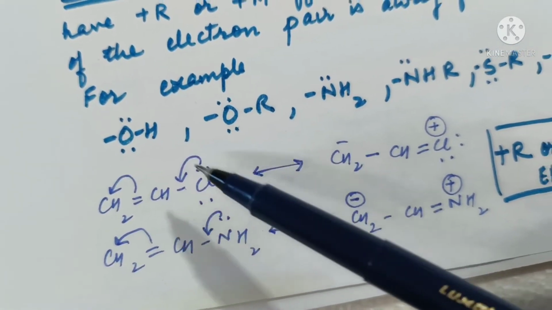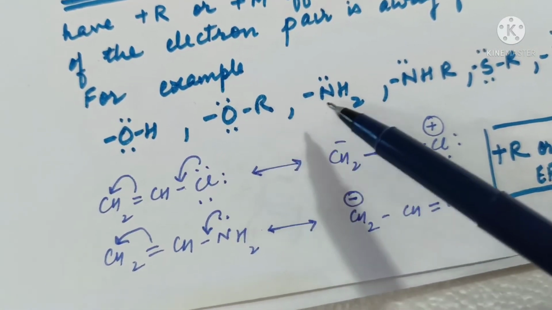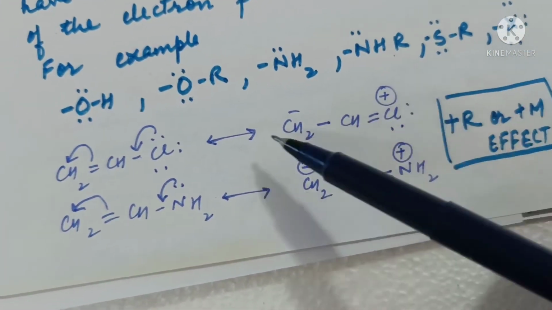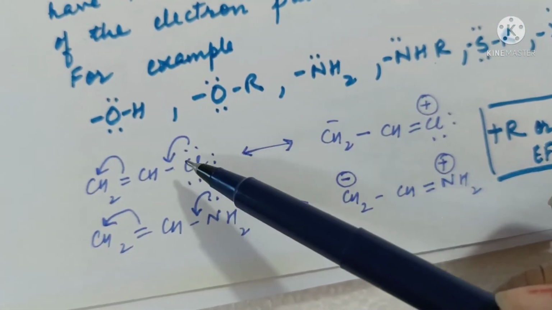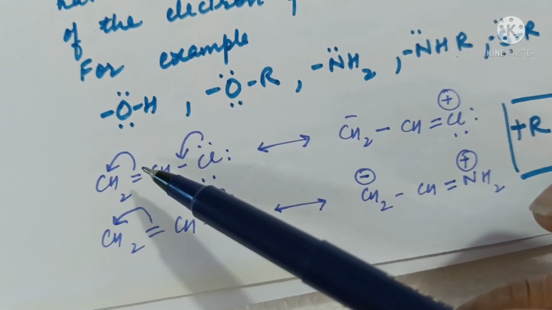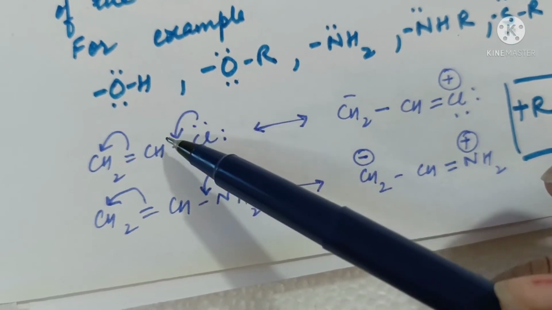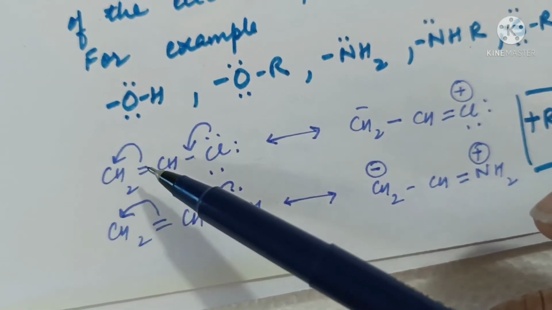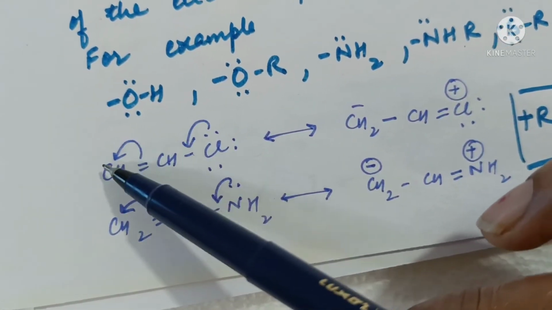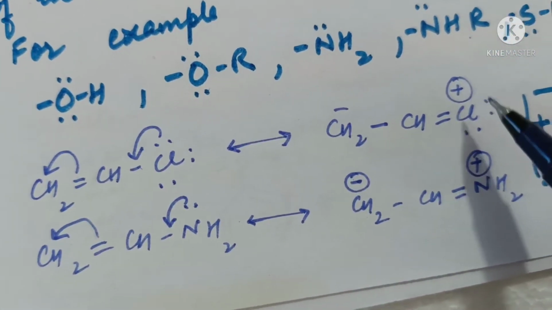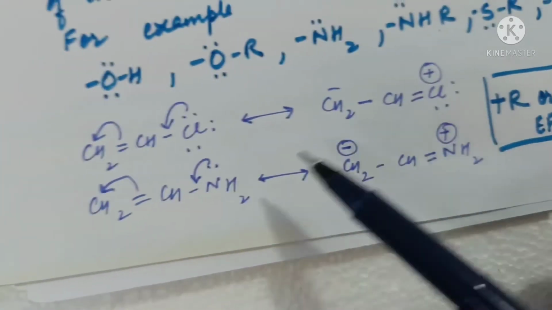For example, OH, alkoxy group, amino group, secondary amino group and thioether group, they contribute the electrons towards the double bonded system. The double bond pulls the lone pair of electrons towards itself. So as a result, a negative charge will come here when these electrons move here, and a positive charge results on the atom. So this effect is plus R effect.